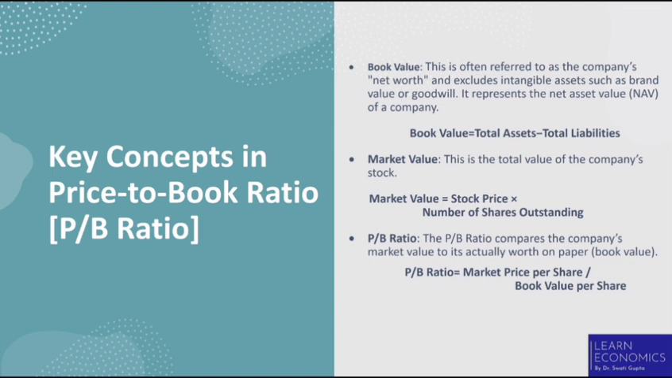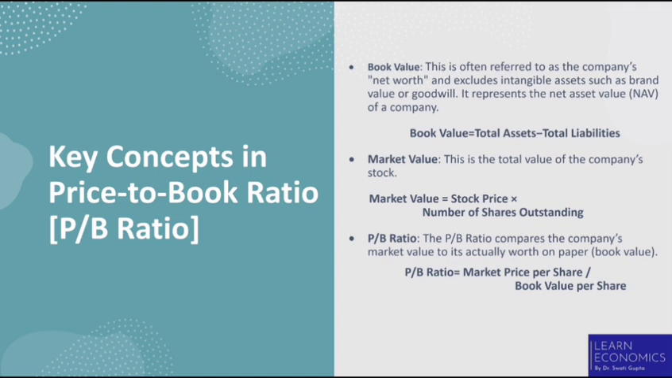Second, market value. This is the total value of the company based on its stock price. Market value is equal to stock price multiplied by number of shares outstanding. Third, PB ratio. This compares the company's market value to the company's book value, or we can say its actual worth on paper. Formula for PB ratio: PB ratio is equal to market price per share divided by book value per share.